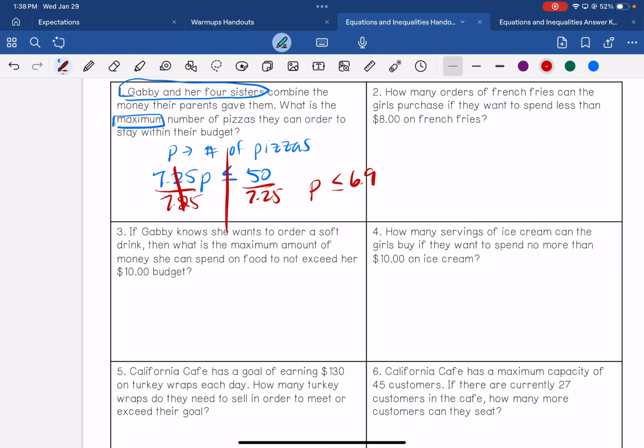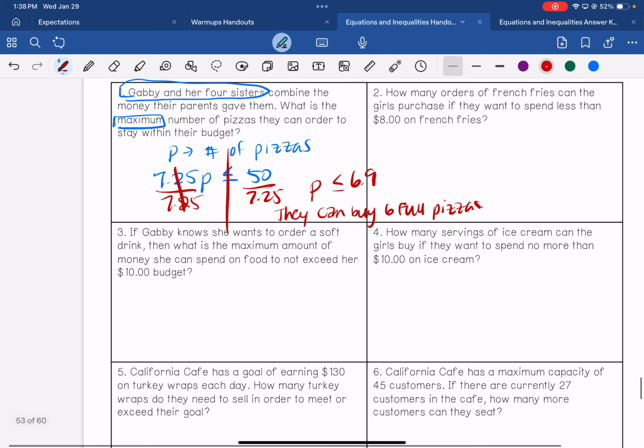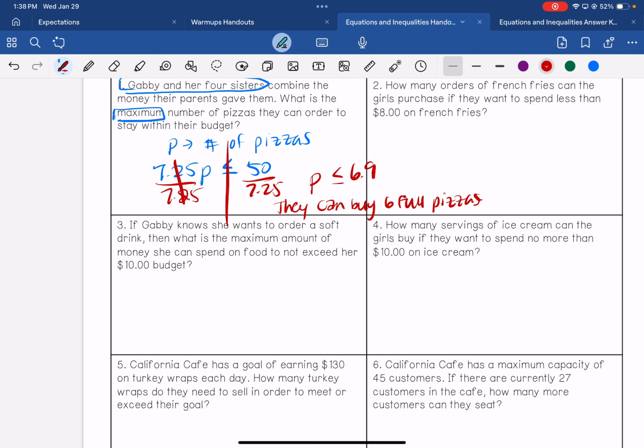And so, can they get 7 total pizzas? Not quite, almost, right? They can only get 6 pizzas. So they can buy 6 pizzas, or 6 full pizzas, okay? Because they don't have enough for that 7th pizza. They almost do, but 6.9, that 0.9 will not buy you a full pizza. Okay, so there you go.